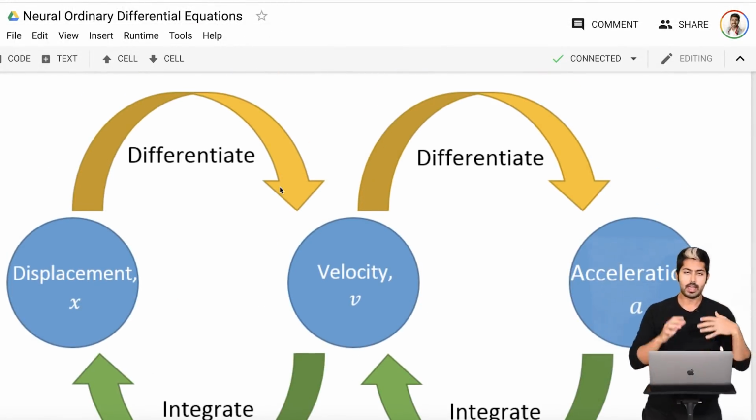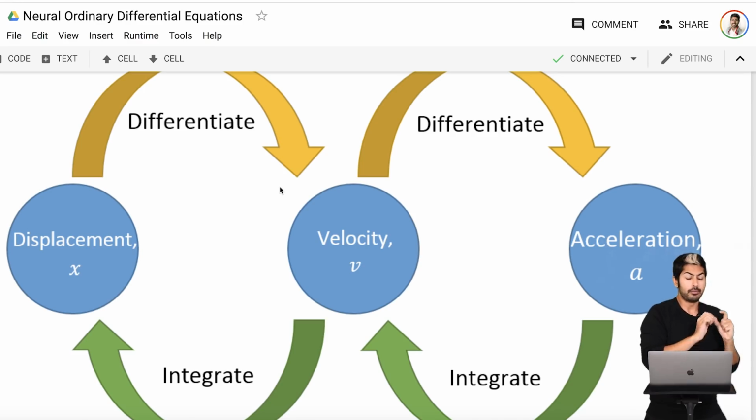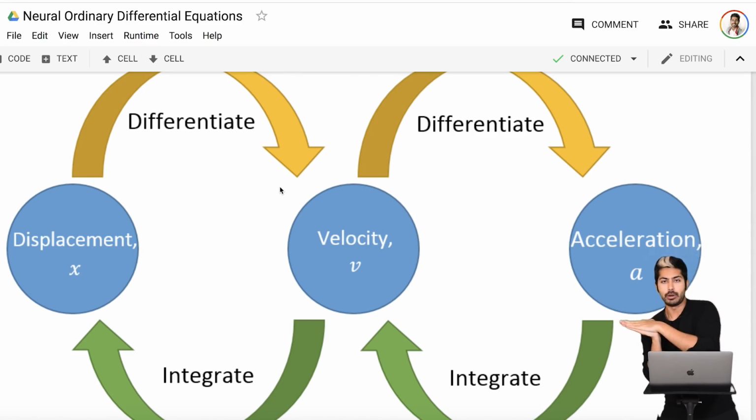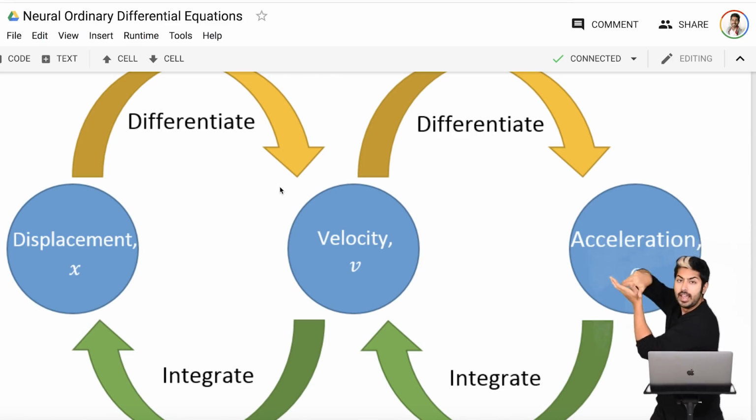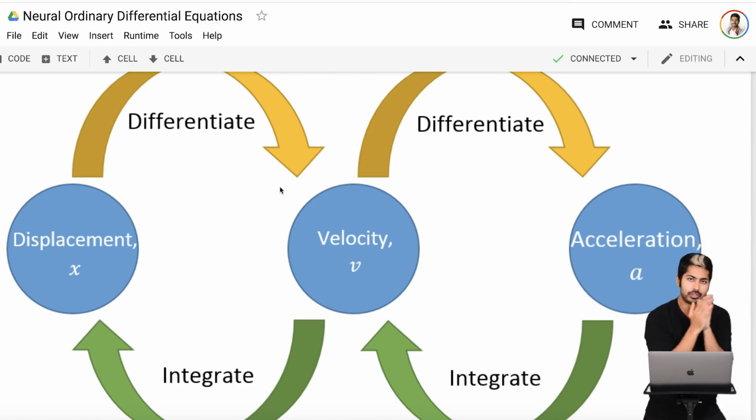So we use this a lot in physics, right? If we have concepts like displacement, velocity and acceleration, if we take the displacement and we differentiate, we get the velocity. If we differentiate that, we get the acceleration. If we take the acceleration and we integrate that, we get the velocity. If we integrate that, we get the displacement. So you see what I'm saying? It's very useful in physics and in these different fields to both differentiate and integrate.